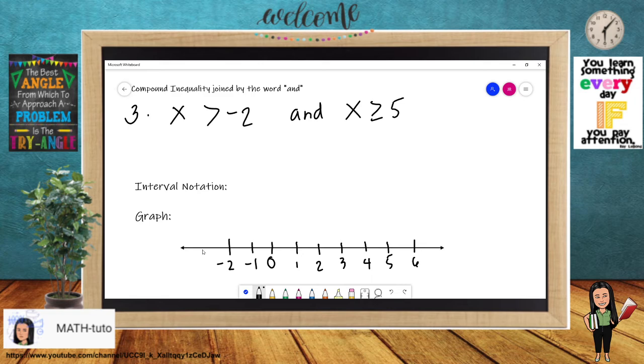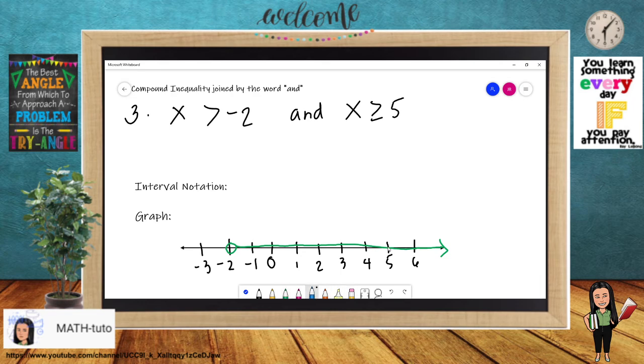Okay, yan. So, ito, x is greater than negative 2. Negative 2 is not included. So, open circle siya. And then, greater than, we shade to the right. Okay. And then, ito naman, x is greater than or equal to 5.